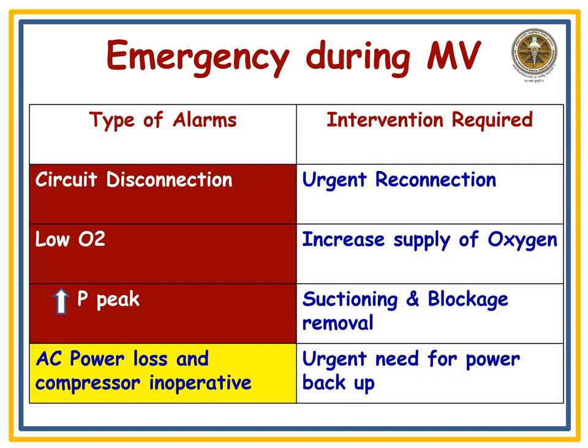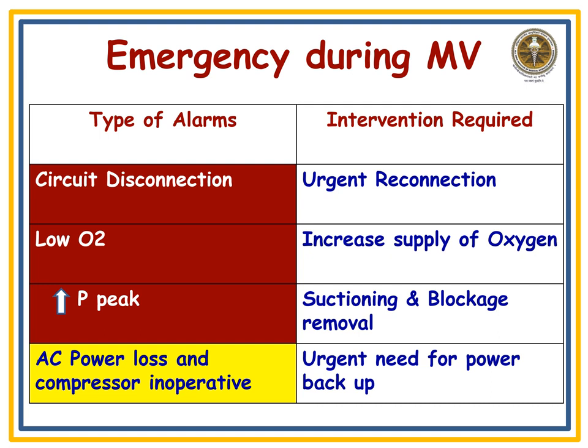Already we have seen there are some alarms in the previous slide. There are some red color alarms and some yellow color alarms. If an alarm comes in red color, you should not ignore it. The first red color alarm is circuit disconnection. If your circuit has disconnected, immediately reconnect the circuit. The next one is low oxygen concentration or low supply of oxygen. Immediately you have to change the source of oxygen supply.